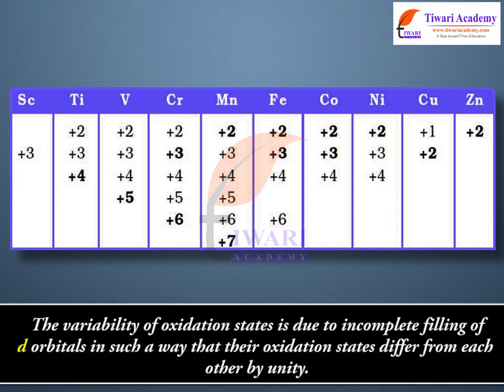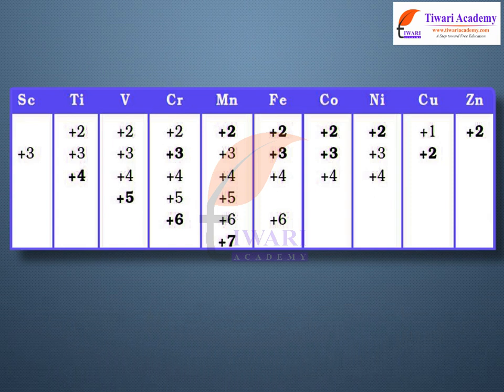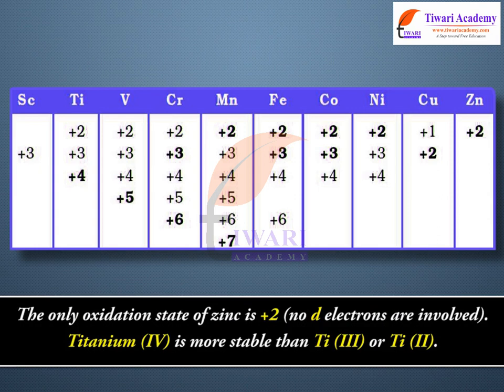The variability of oxidation states is due to incomplete filling of d orbitals in such a way that their oxidation states differ from each other by unity. The only oxidation state of zinc is +2. No d electrons are involved. Ti4+ is more stable than Ti3+ or Ti2+.